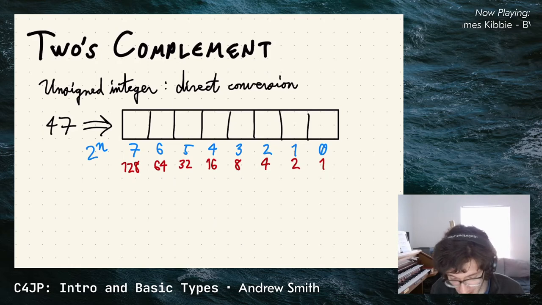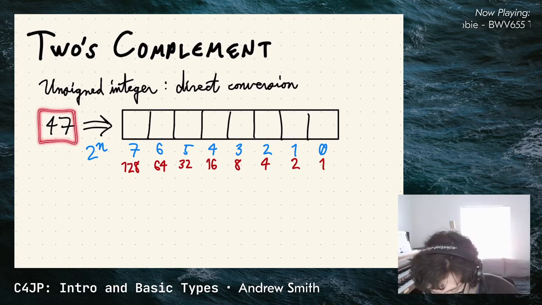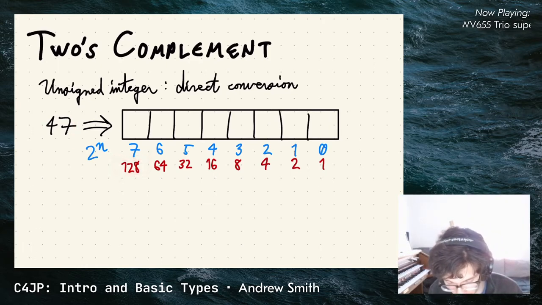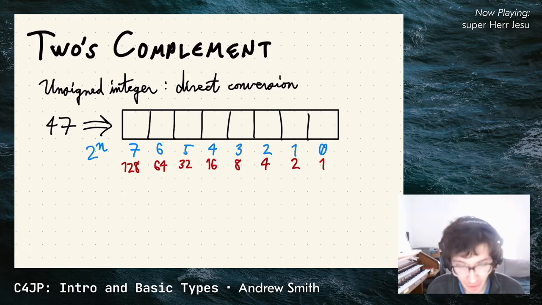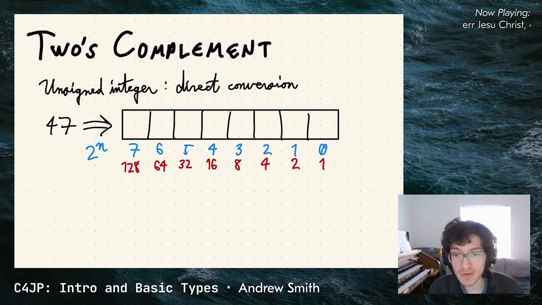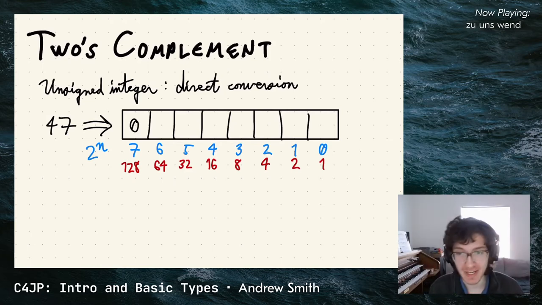And every time the value of our integer, or the amount that we have remaining in our integer, is greater than our place value, we're going to write a 1. And every time it is less, we are going to write a zero. So let's get started here. So 128 is greater than 47. So if we add 128 to our binary integer, our number is going to be, unsurprisingly, greater than 47. And so here we're going to write a zero to say we have no 128s.